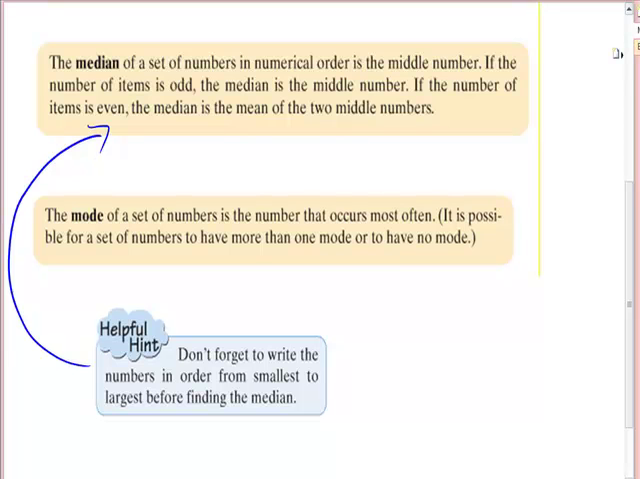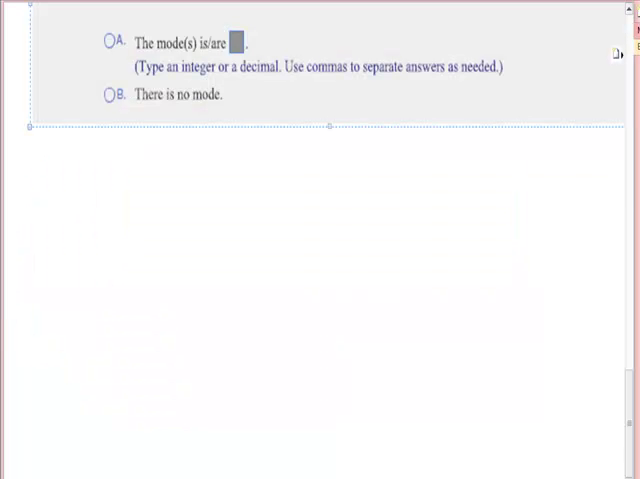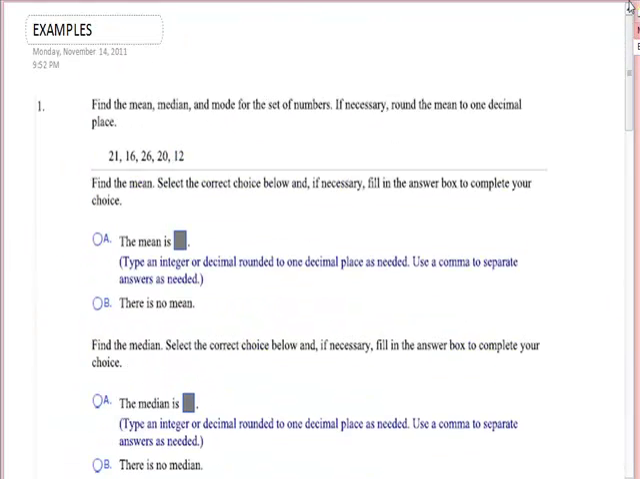All right, let's do this. I'm going to keep my calculator handy again. All right, number one. In this problem, I'm going to find the mean, the median, and the mode. If it's necessary, I'll round the mean to one decimal place. Okay, for each one of these, I'm going to write down what I need to do. All right, mean. How do I find a mean? I take 21 plus 16 plus 26 plus 20 plus 12. I'm going to add those up, and I'm going to divide by 1, 2, 3, 4, 5.